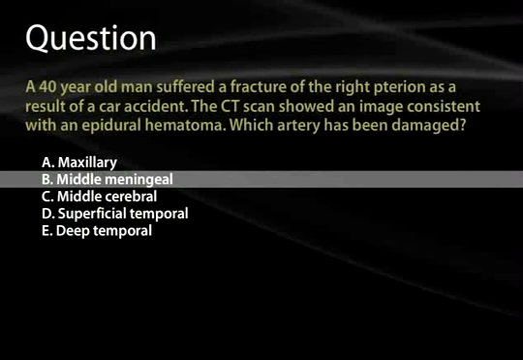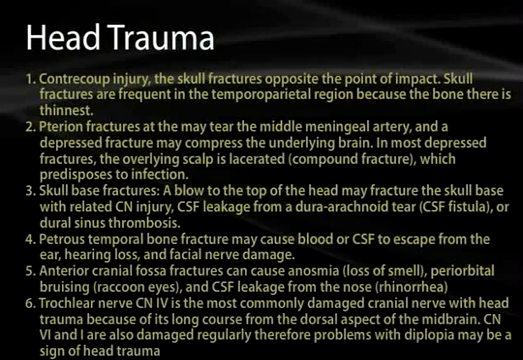Now, you may remember that it was the middle meningeal, but do you remember which foramina it travels through? To enter into the cranial vault, it travels through foramen spinosum, traveling from the infratemporal fossa up through that foramina and along the skull.